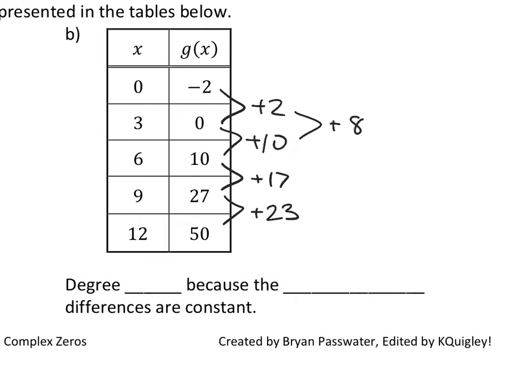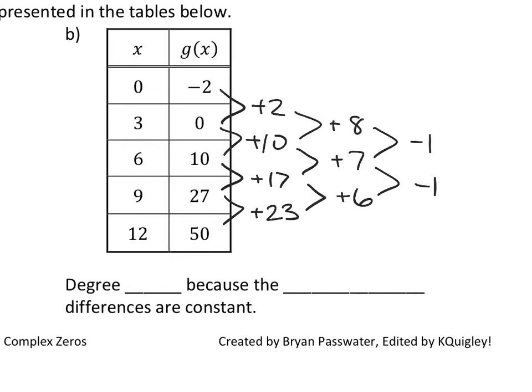From 2 to 10 is +8. From 10 to 17 is +7. Plus from 17 to 23, 6. Those are obviously not the same. We do it again. What about this one? And then, those are the same number.